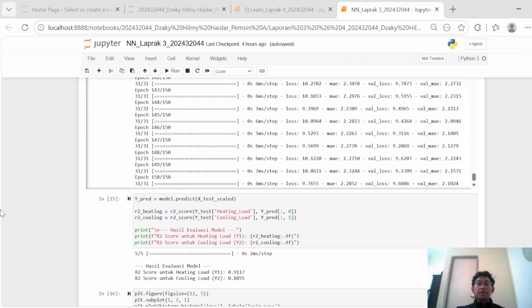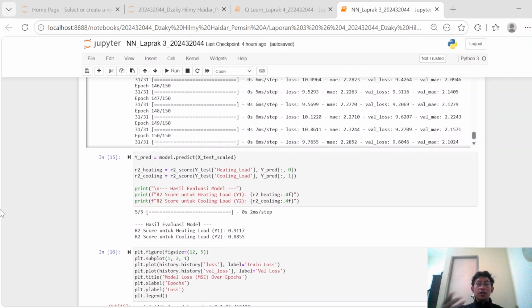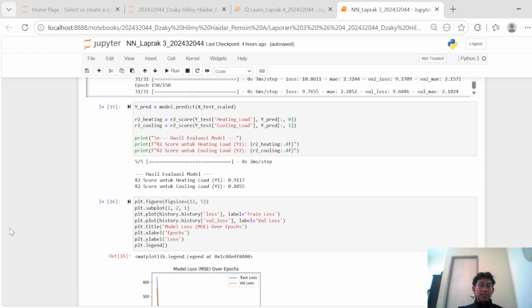Lastly, let's look at the evaluation metrics and final outcomes. To quantify the precision of our model, I calculated the R squared score, or the coefficient of determination, on the independent test set. The model achieved exceptional performance, yielding an R squared score of approximately 90% or higher for both heating and cooling load prediction.